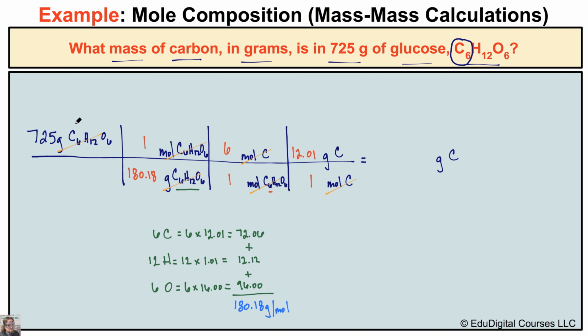So now we start from the left with our starting quantity. We're going to work our way from left to right, and if we come across a number other than 1 in the denominator, we're going to divide. And if we come across a number other than 1 in the numerator, or on top, we're going to multiply. So we simply take this divided by this, times this, times this. So let's put that in our calculator. We're going to take 725 divided by 180.18 times 6 times 12.01.